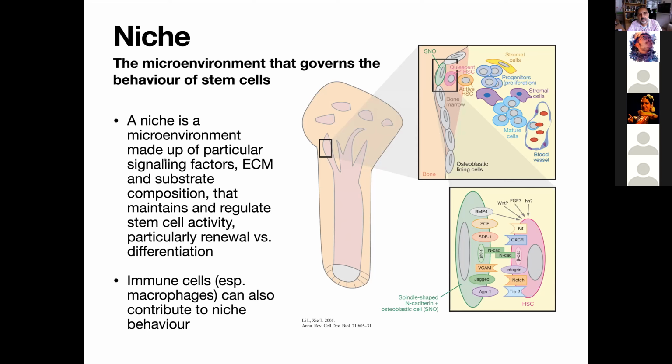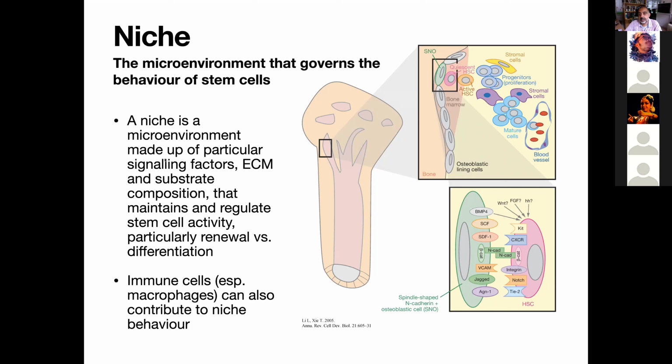The microenvironment is made up of particular signaling factors, and it could be any signaling factor. There's no one signaling factor that's important here. It's also made up of the extracellular matrix; the substrate that the stem cell is sitting on also affects greatly the behavior of the stem cell. It can also be the metabolic activity around the stem cell, and all of these are ways of regulating stem cell activity, in particular this idea of renewal versus differentiation.